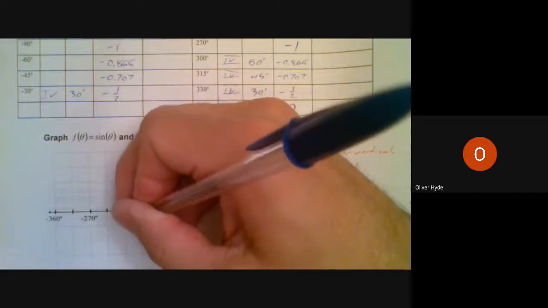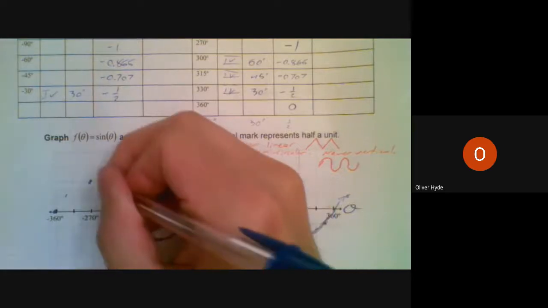Getting steeper, always getting steeper here. Steeper, steepest, inflect, maximum, axis, 30 degrees down, half the way up, 30 degrees back, half the way up. And there you go.